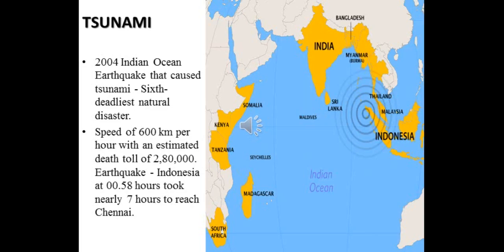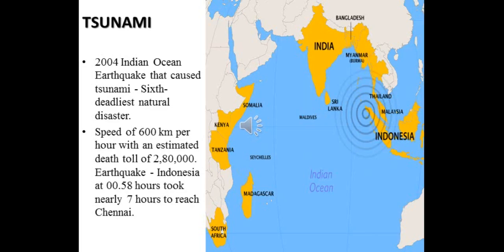It was a meeting place of the Indo-Australian plate with the Eurasian plate. The Indo-Australian plate subducts, that is, it goes down, and the Eurasian plate moves up. That pushes the water, so the waves traveled across the coastal regions of many countries.